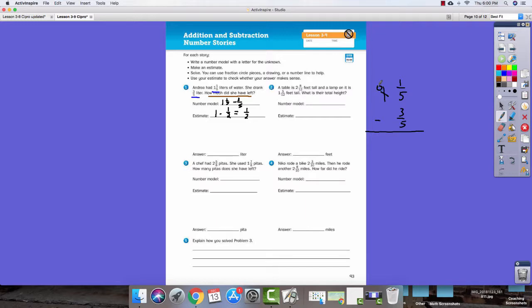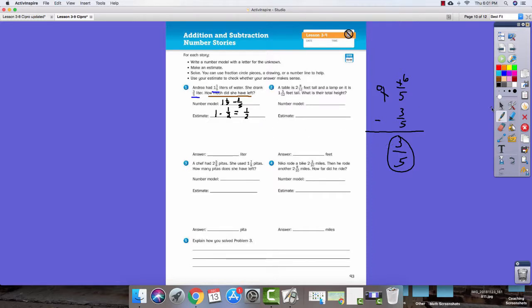So if I trade a whole, I'll have 0 wholes over here, and 5 more fifths. So if I had 1/5 here, and I got 5 more fifths, 5/5 plus 1/5 would get me 6/5. Now I can subtract: 6/5 minus 3/5 gets me 3/5. And check with my estimate. Oh, it makes sense because 3/5 is reasonably close to a half.